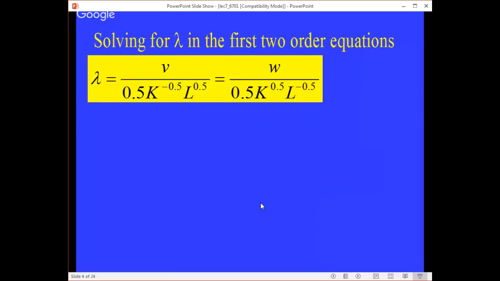Okay. So here I have it in my second first order condition and here in my first order condition, the order I got it. So those are lambdas. And notice I set them equal to each other.